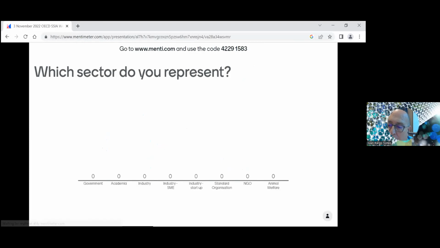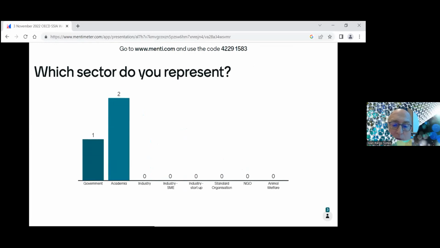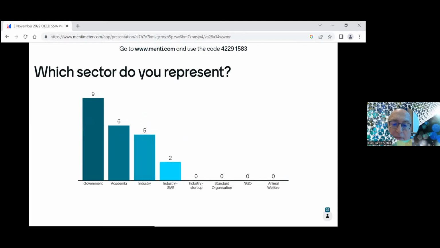Okay, then I think that we can go to the next slide or questions, where we try to understand which kind of sector you are representing, the different stakeholders that may be interested in our proposed approach for safe and sustainable innovation.